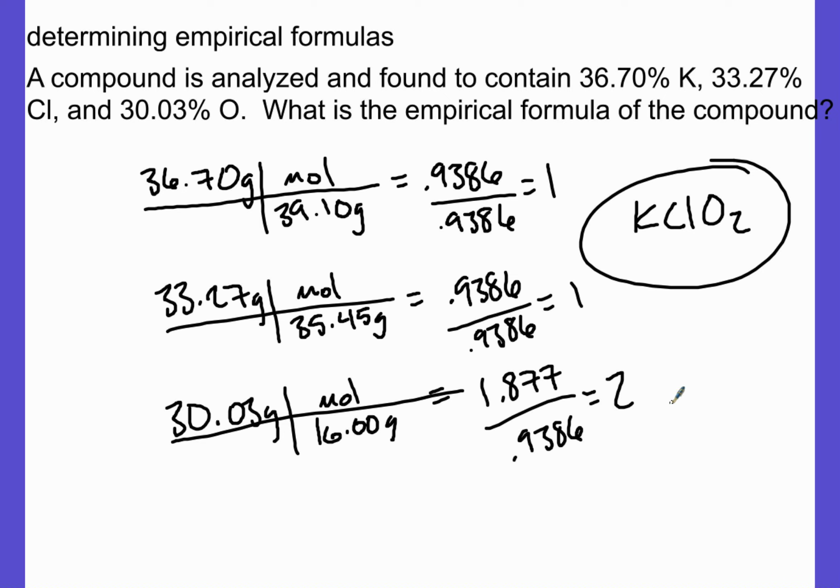This happens to be potassium chlorite, which we didn't have to memorize, but it is on your list, so you could check. It is a real thing, right? It has a -1 charge to match up with the +1 charge of potassium. Otherwise, simple process. You just turn grams into moles, or these percents that are basically grams into moles, and then do mole ratios to figure out your whole number ratios.